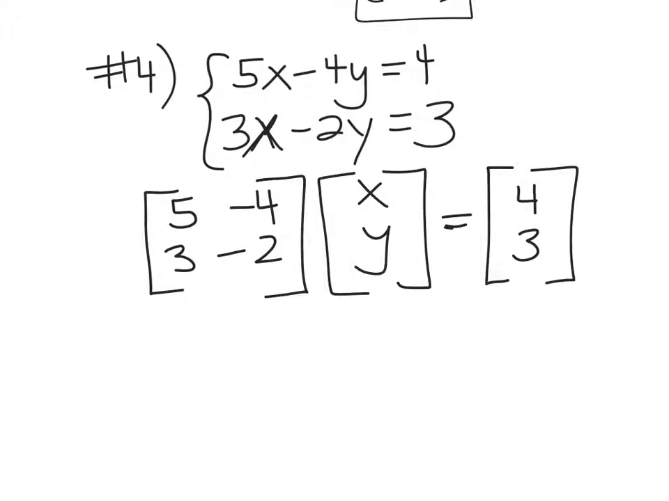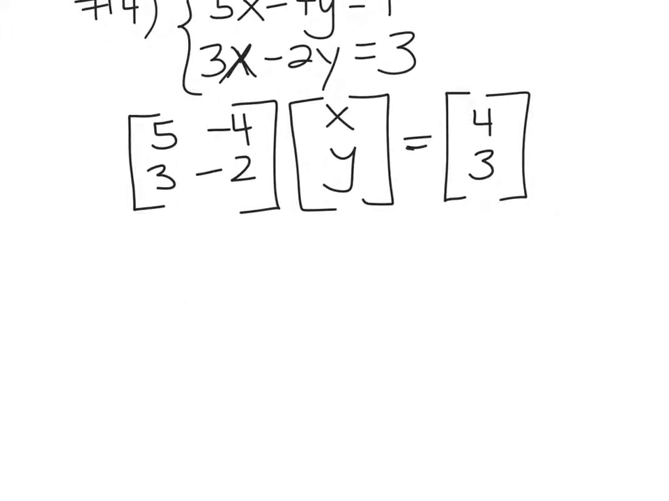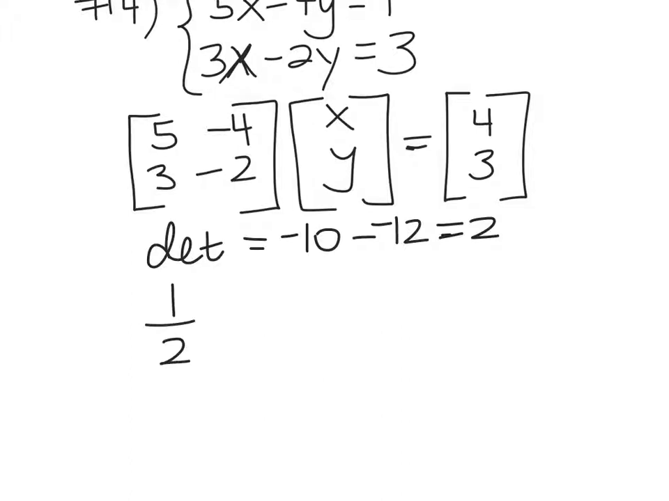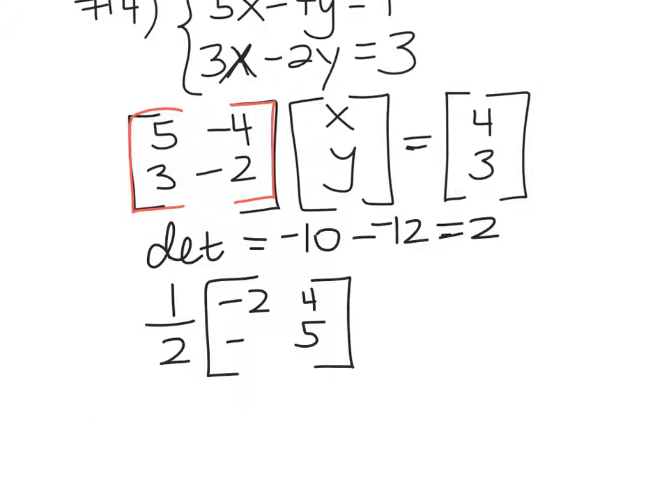All right, so here we go. We're going to do the whole thing. You first have to start by finding the determinant. The determinant is -10 minus -12, which is 2. So we're going to do 1 over the determinant. We're finding the inverse of that matrix. So you pick up 5 and -2 and you switch them. -4 becomes +4 and +3 becomes -3. And you put that on the left side of 4, 3.